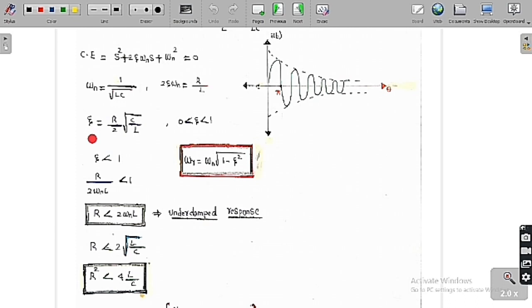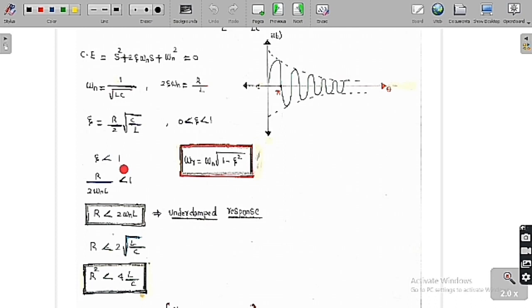Therefore zeta is equal to, if you substitute omega n equal to 1 over the square root of LC and simplify, R/2 into the square root of C/L. Zeta can lie only between 0 and 1, so this is the range of zeta. Now I want to make the value of zeta less than 1.